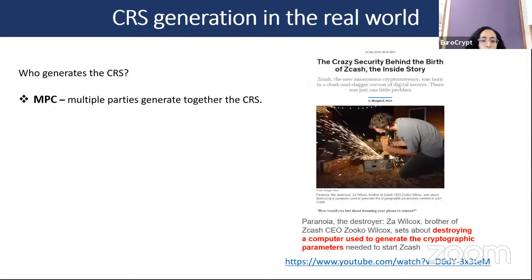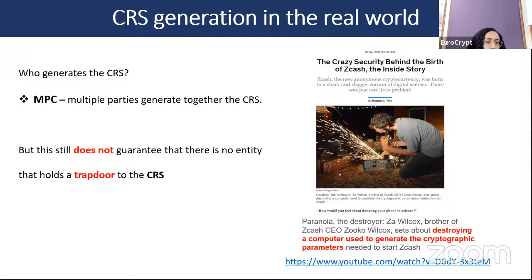And why? We know that in some cases, even the computation can leak trapdoors, and using these trapdoors, we can recover private information. So this solution does not guarantee that no party actually holds a trapdoor to the CRS. So what can we do?